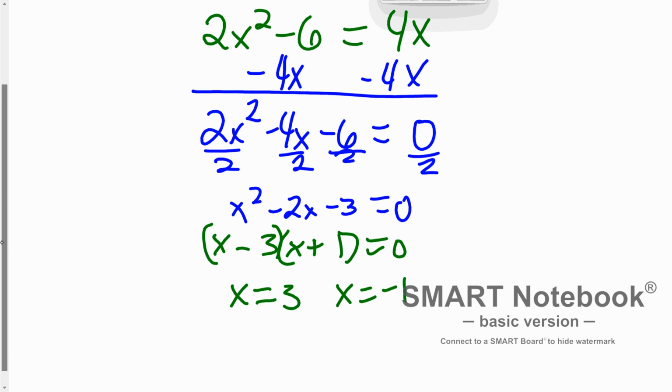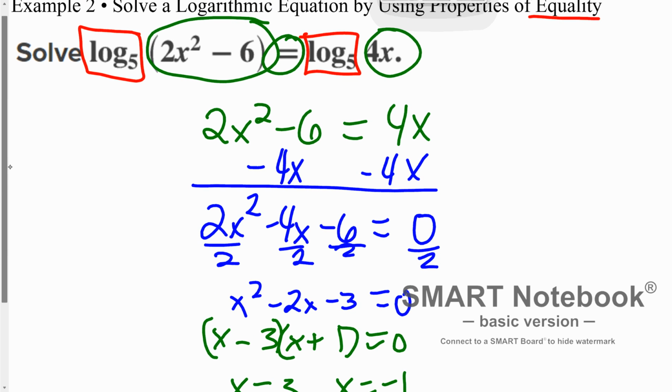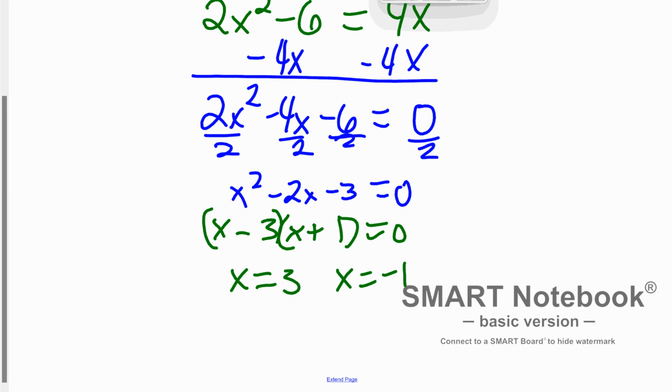The only thing that I have to do because I'm working with logs is I need to plug those back in and check, because I can never take the log of any base of 0, right? It's not possible. So therefore I need to check these to make sure it works.